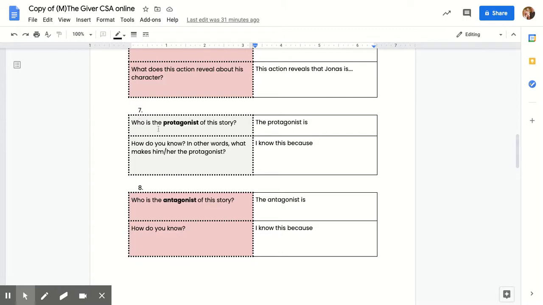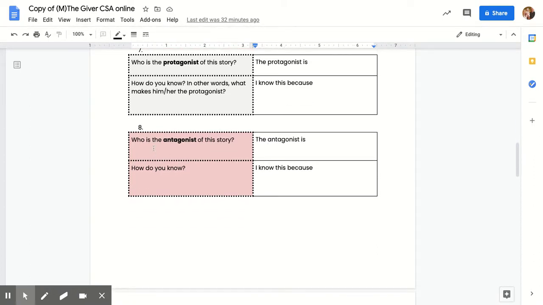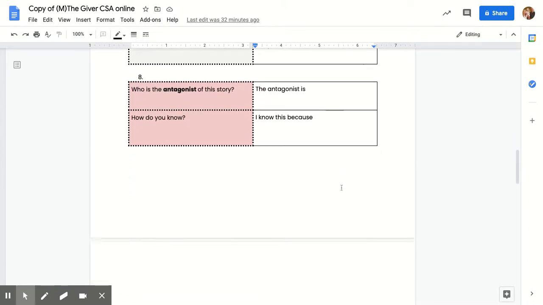Number 7. Who is the protagonist of this story? The protagonist is. How do you know? In other words, what makes him or her the protagonist? I know this because, again, providing your answer in the space. Number 8. Who is the antagonist of the story? The antagonist is, answer here. How do you know? I know this because, and answer here.